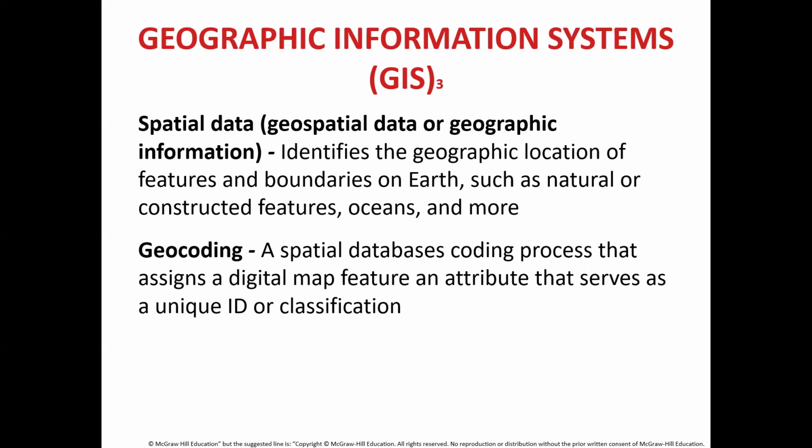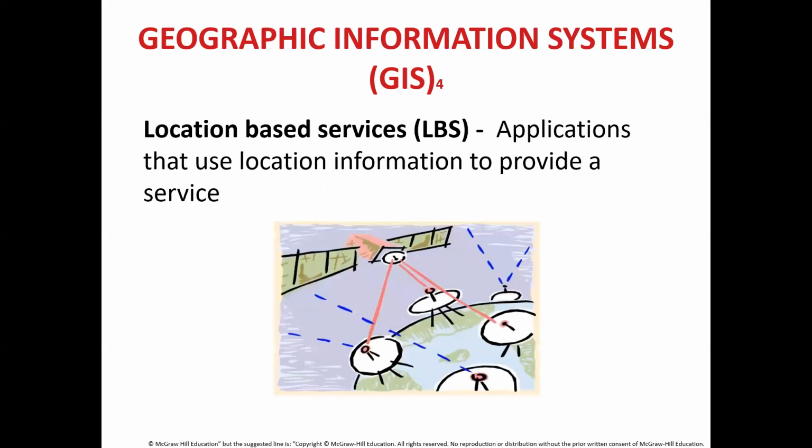Geocoding in spatial databases is a coding process that assigns a digital map feature an attribute that serves as a unique ID or classification. GIS professionals are certified in geocoding practices to ensure industry standards are met when classifying spatial data. So some of the attributes that geocoding serves is unique ID. Unique ID may be in terms of tract number or node number, and the classification may be in terms of soil type or zoning category.